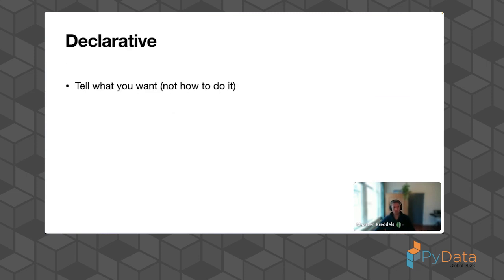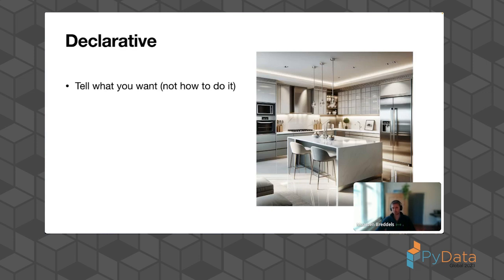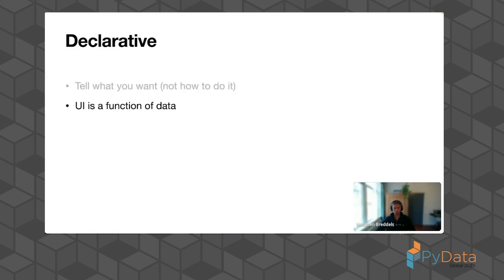Declarative. So what is declarative? Tell what you want, not how to do it. For instance, we have an old kitchen. I want the kitchen to look like this. I tell a builder, make it look like this. I don't describe first put in the lights, then do the floor; I'm not interested in that. I want this solution. So how do you do that in a UI?